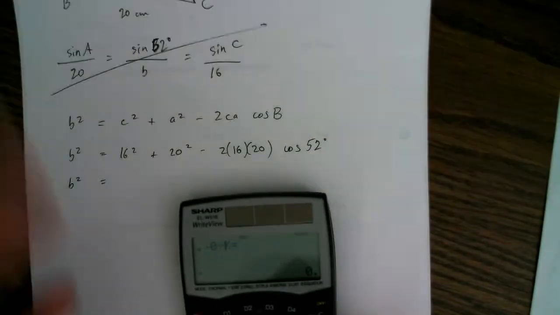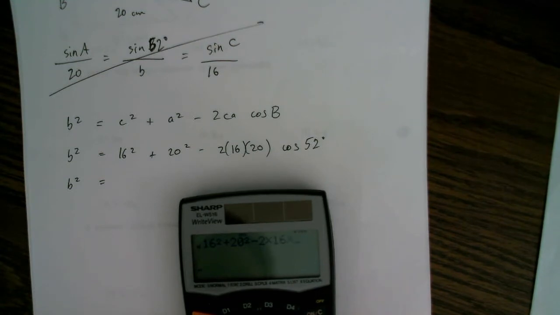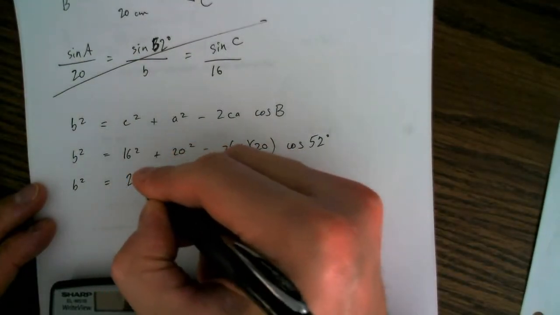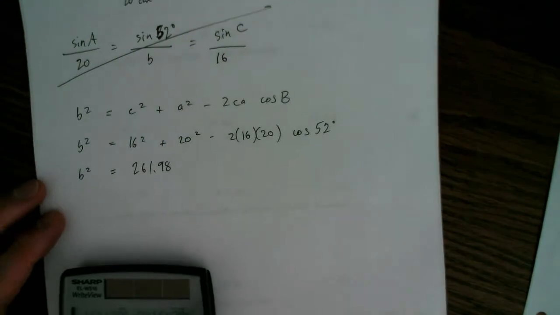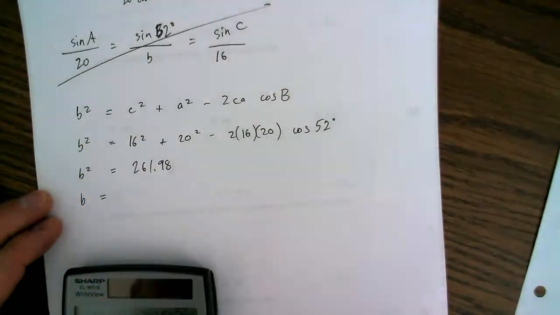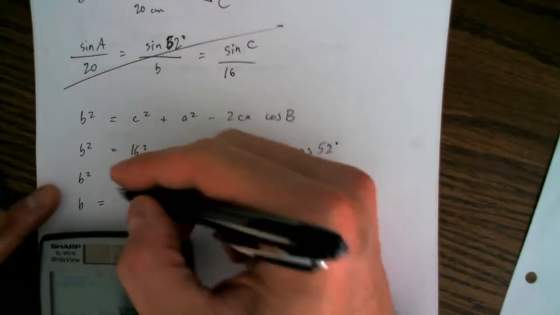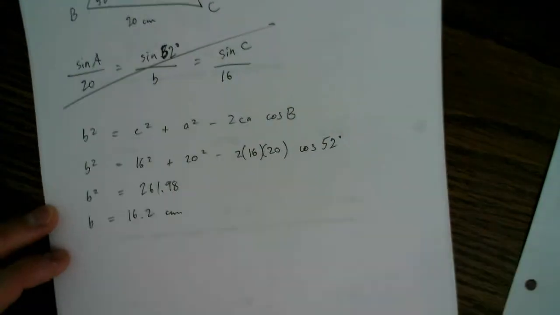So I'm just going to use my calculator to get all of these, to get one value here. And we take the square root of both sides. And B is 16.2 centimeters.